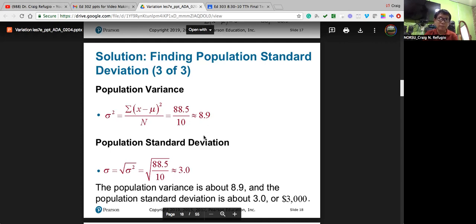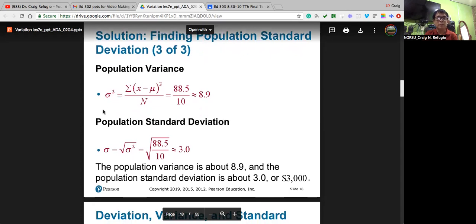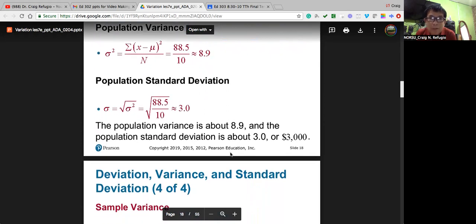So the square root of the population variance is equal to the population standard deviation. So we have the square root of 88.5 divided by 10, and that is approximately 3.0. So the population variance is about 8.9, and the population standard deviation is about 3.0, or 3,000 US dollars.